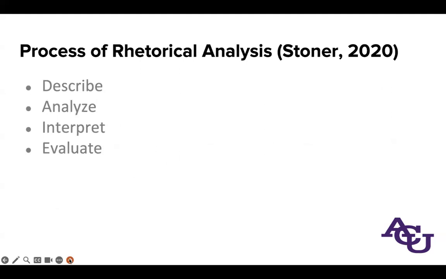Okay, let's go back to Stoner 2020. This is the basis for this assignment and also for your training in rhetoric and rhetorical analysis. So, this is a simple one. What's the process of rhetoric in terms of Stoner? Four things. First, describe. Second, analyze. Third, interpret. Fourth, and finally, evaluate.